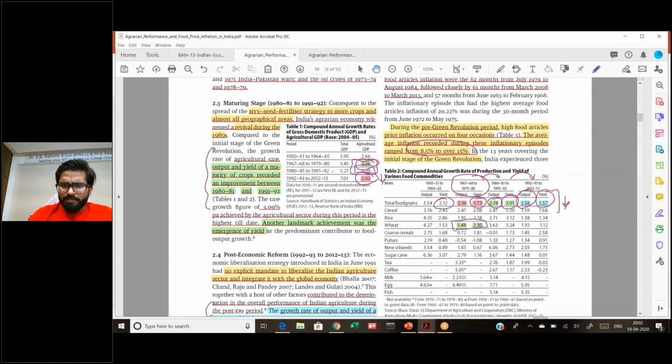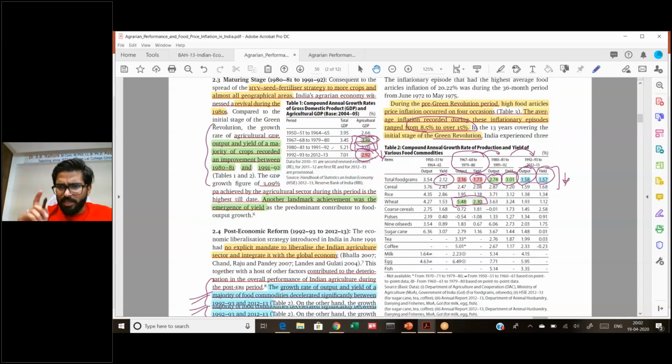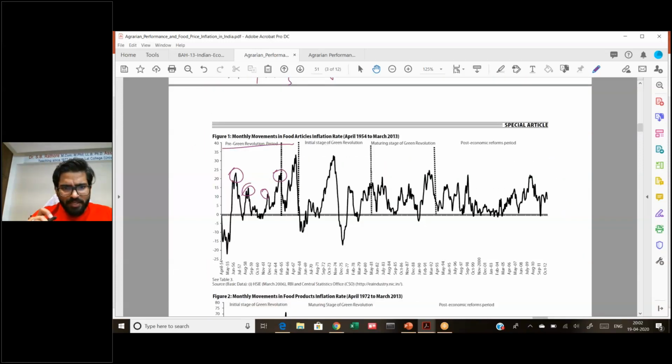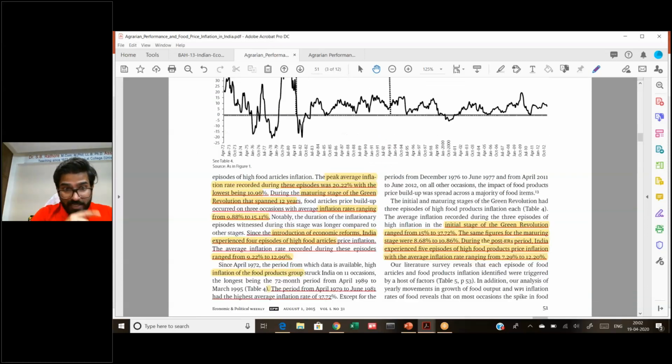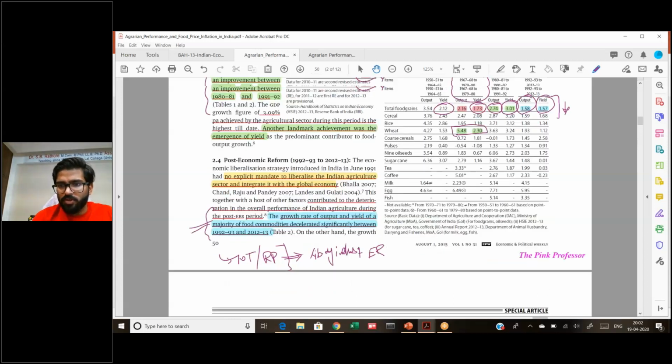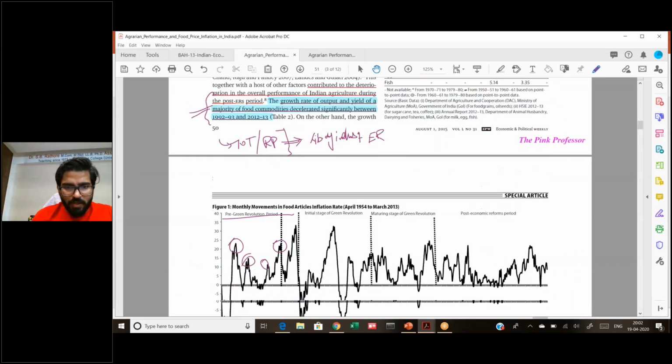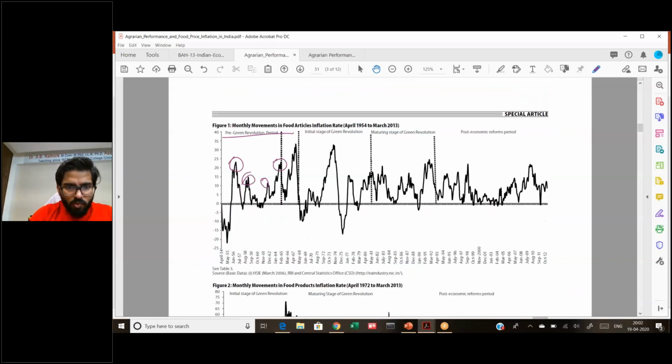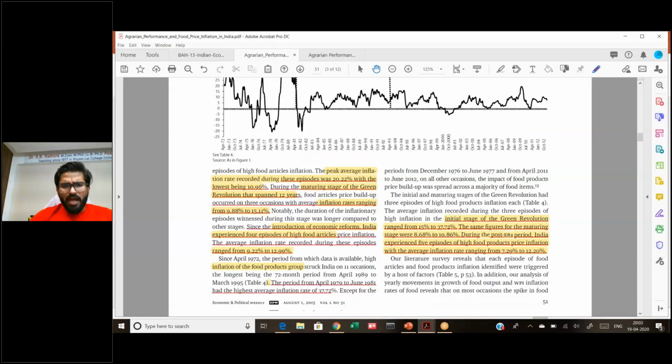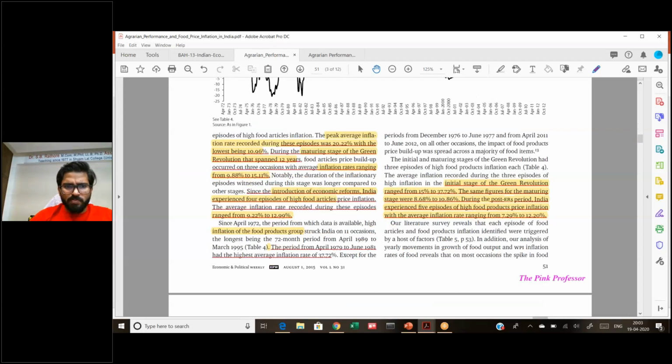Whereas if you talk about the initial phase of the green revolution, remember the initial phase is from 67 till 80. If we see the initial phase of the green revolution, we can see that there were three episodes of high inflation. Where are these three episodes? One is mentioned here, the other is mentioned here, and the third one is mentioned here. So these are the three phases in the initial phase of the green revolution. The average peak in this period was between 10% and 20%. That means there was a tremendous amount of inflation in this early period.